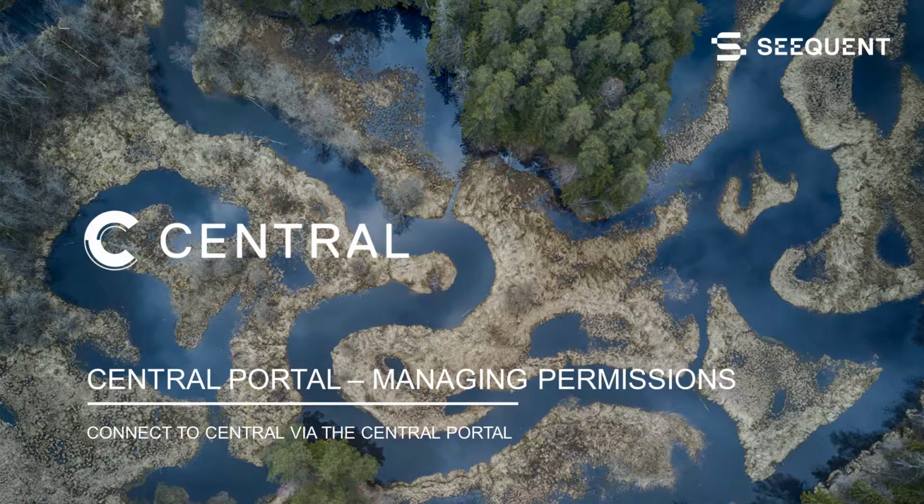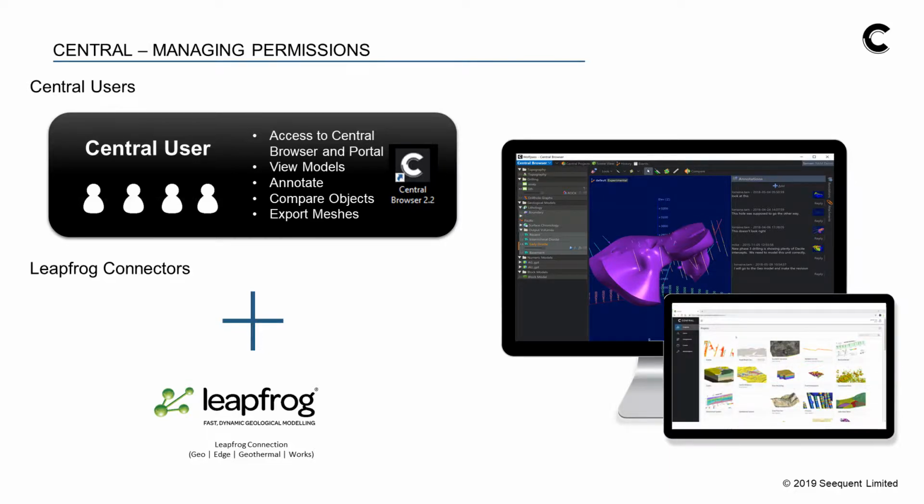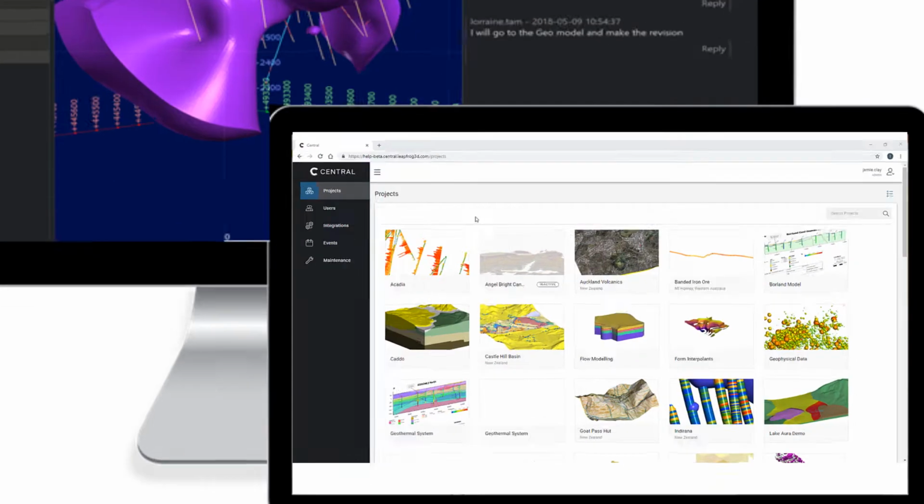In this video, we will explore the user and project permission options. With the release of Central version 2.2, the Central Portal is no longer an interface just for administrators. It is now an additional way for all users to access Central to view and share their projects with important members of the team. Let's take a look.